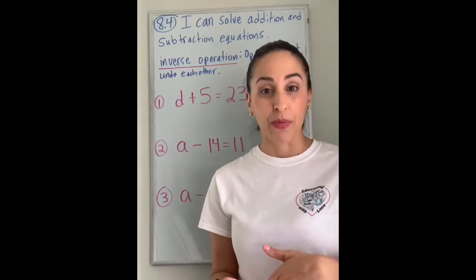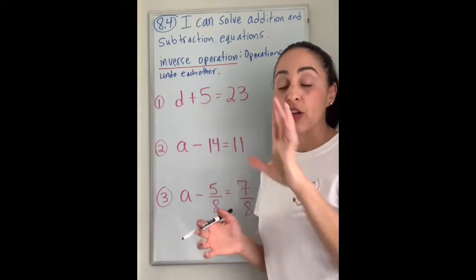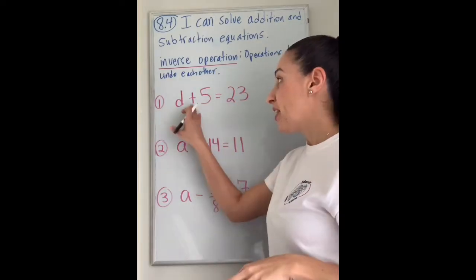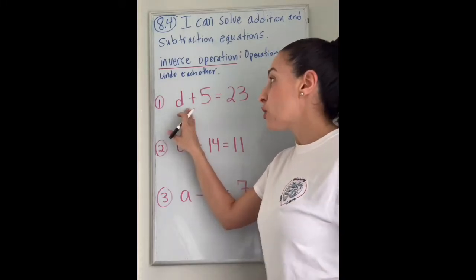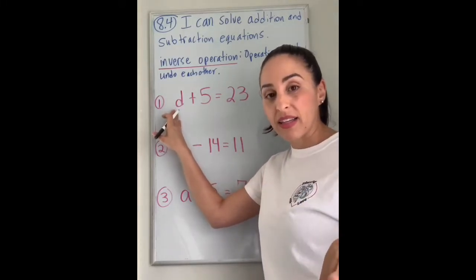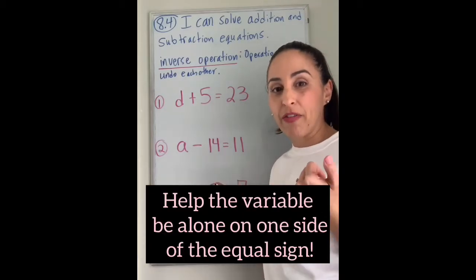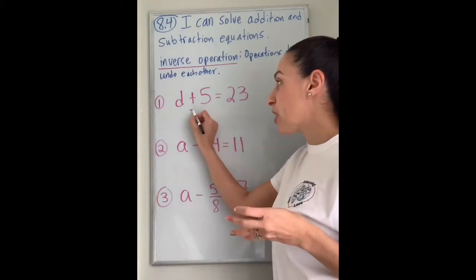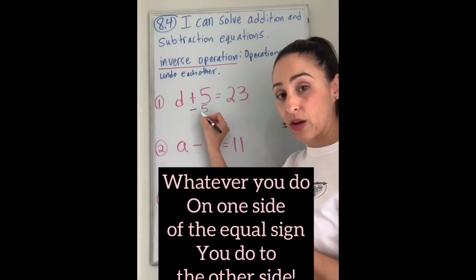They undo each other. So when we look at this equation, d plus 5 equals 23, we're going to use inverse operation to help us solve. If this is addition, you're going to use subtraction. Yes. So we want to get the variable completely by itself. He wants to be left alone. Okay. So D, how do we get him by himself? We got to get rid of the 5 that's hanging out there. So I have to subtract 5 from this side. If I subtract 5 from this side, we always do the same on the other side of the equal sign.